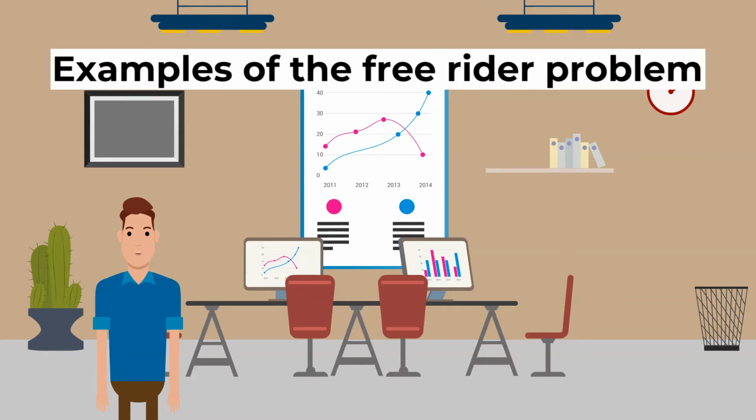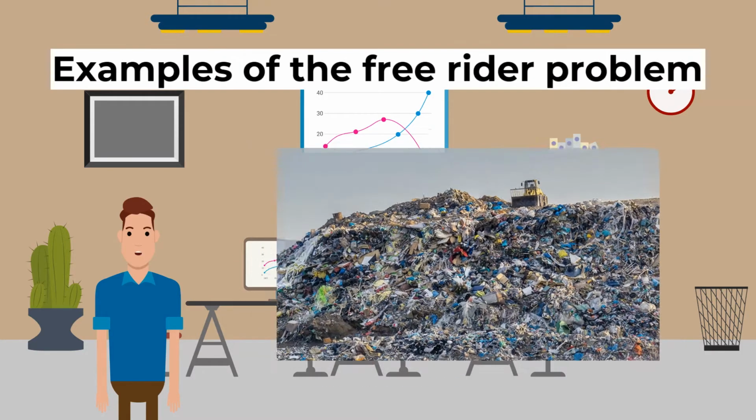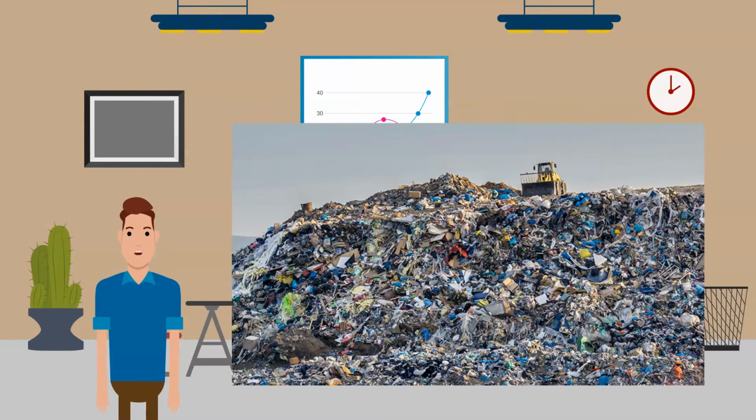Let's look at some examples of the free rider problem. 1. Landfill rubbish. It is good to reduce our production of landfill rubbish. However, if one person in a city of 5 million produces less rubbish, it makes little difference. There is an incentive to free ride on efforts of other people to recycle and make less effort yourself. In other words, we free ride on the efforts of others to recycle.